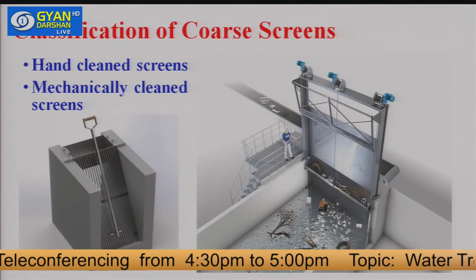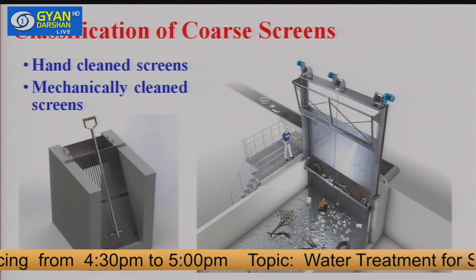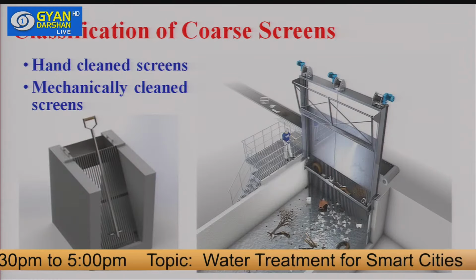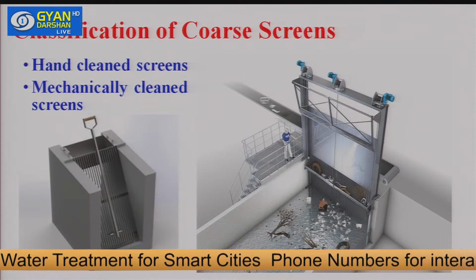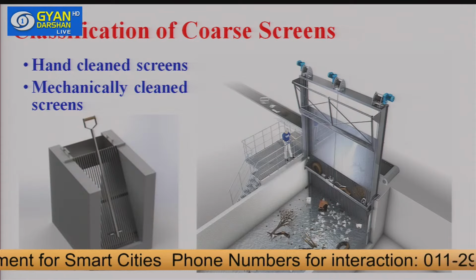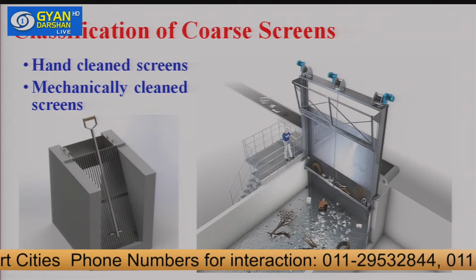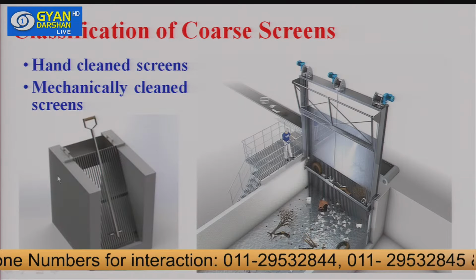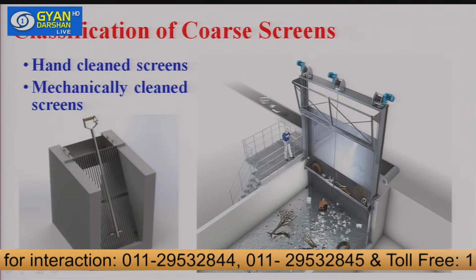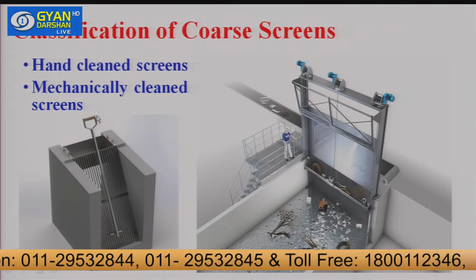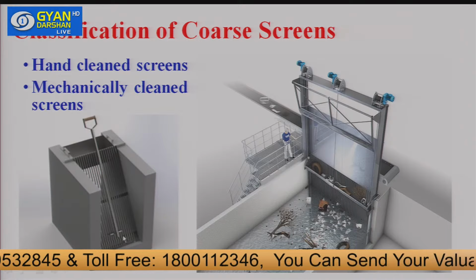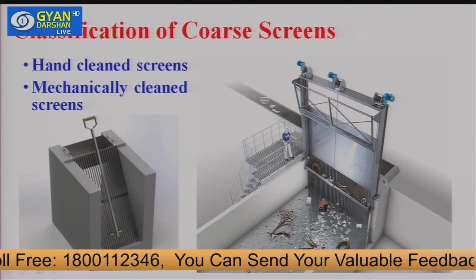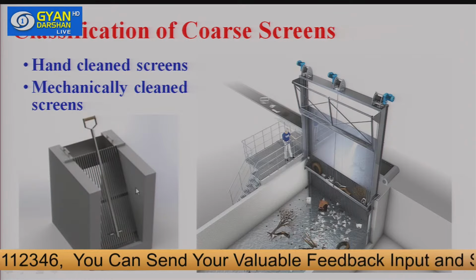Now let us see the classification of coarse screens. Coarse screens are of two types, depending upon how they are cleaned. One is the hand cleaned screen, which you see on the left. This equipment we use for cleaning basically. Once any object is stuck here, through this rod we clean these screens.